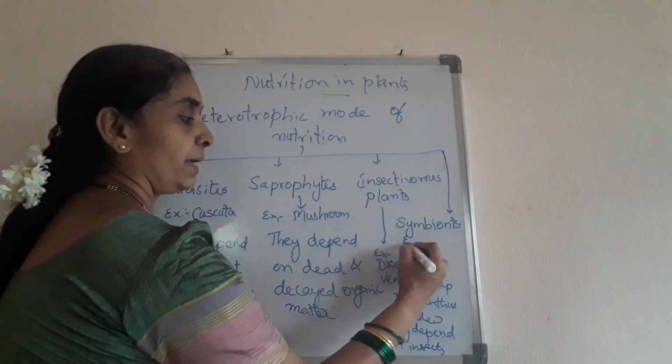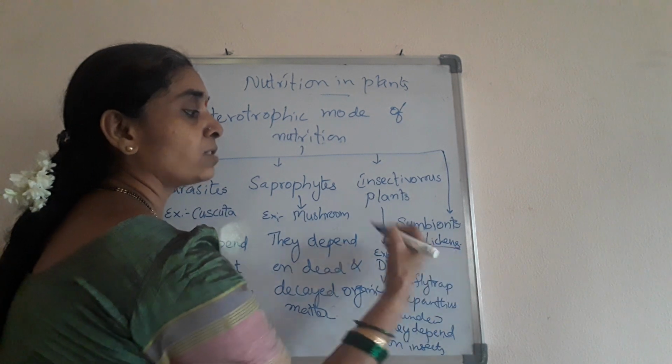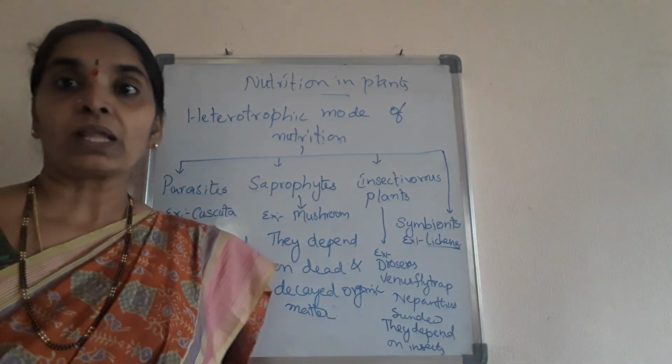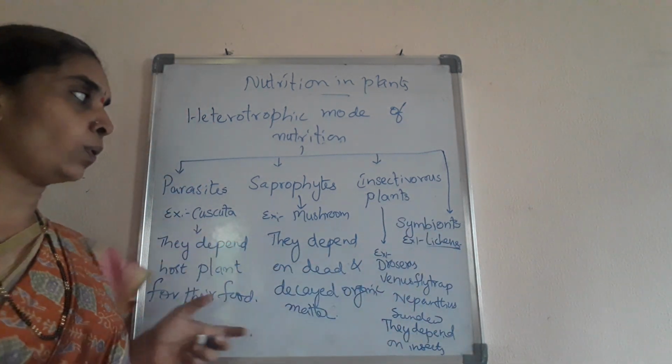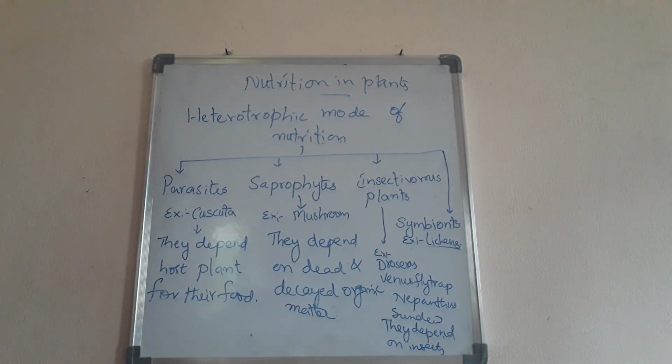Next, symbionts. Examples mainly being lichens. They are the colonies of algae and fungi. What are they? In detail, we will know about each one of them now. Okay, children? Note it down first.